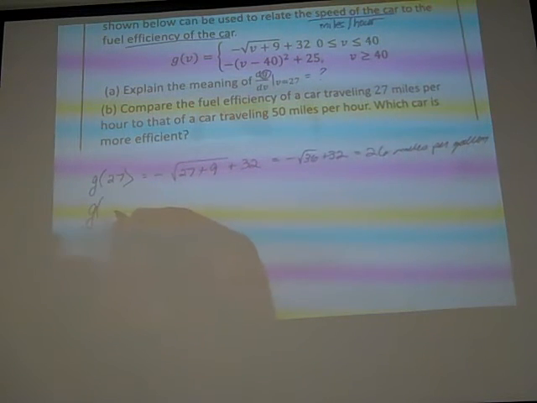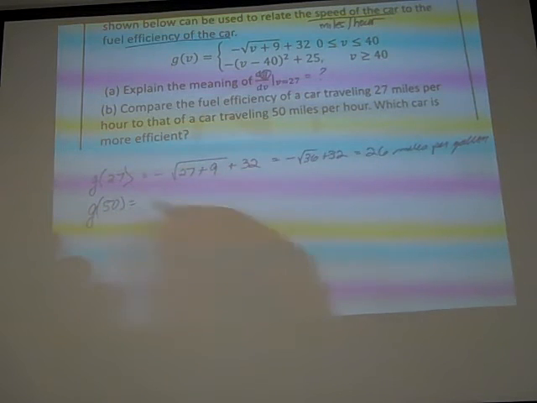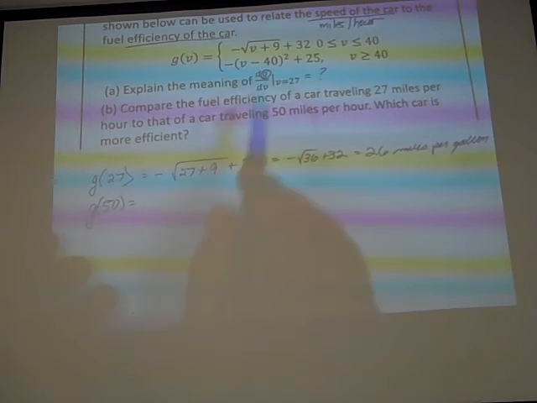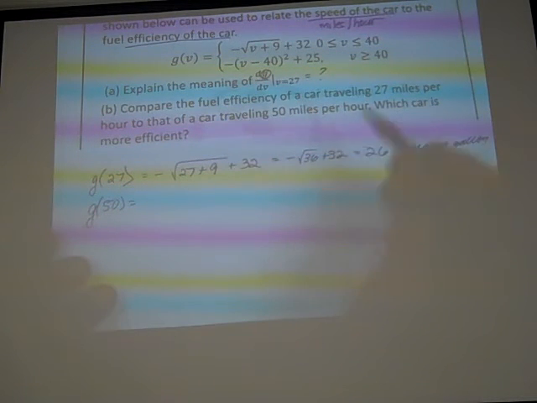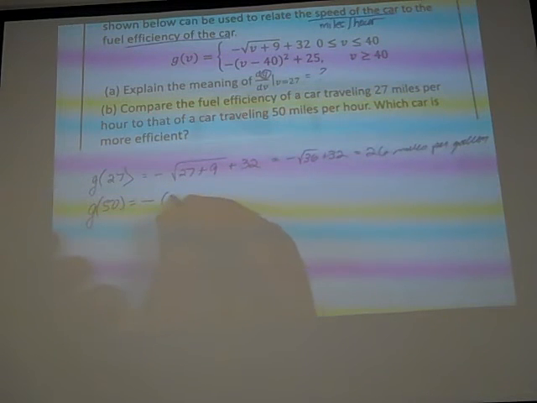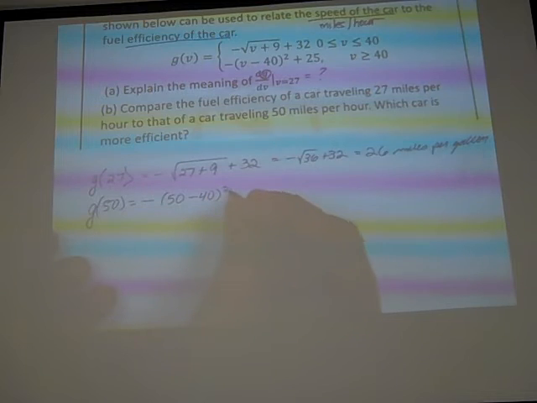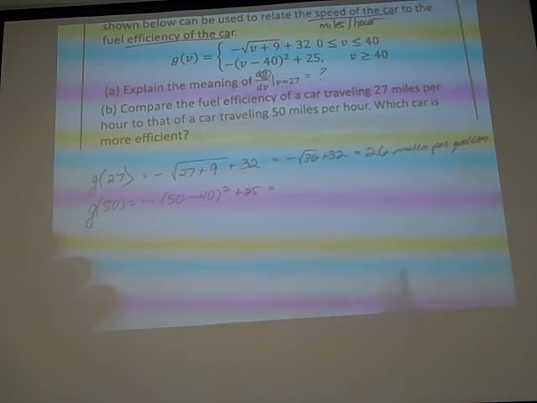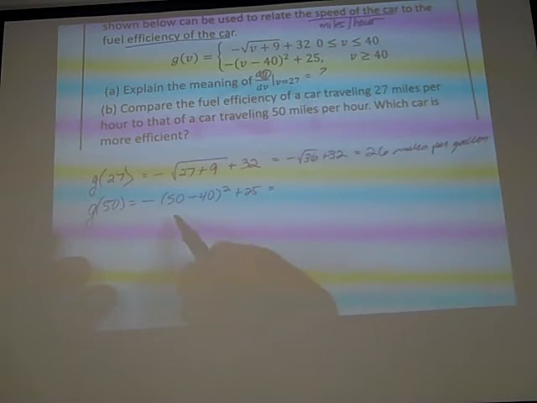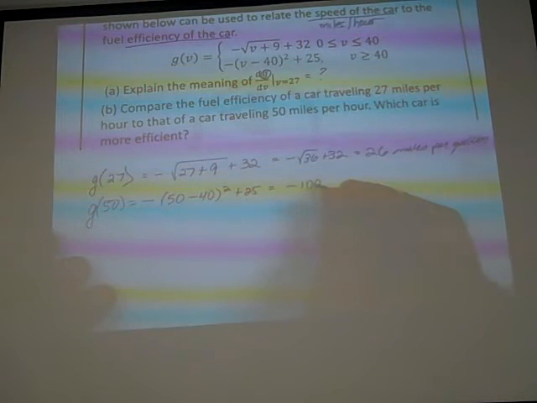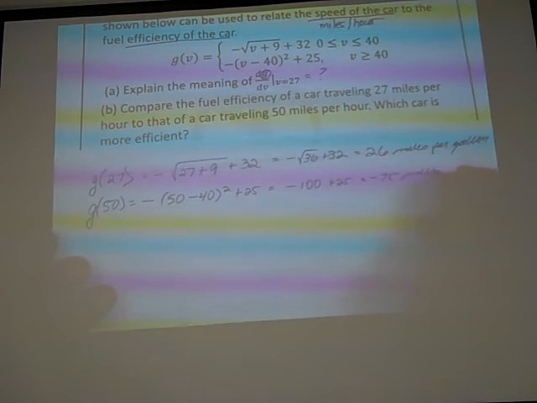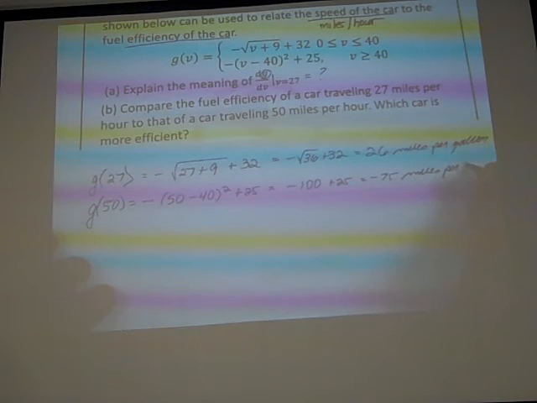Okay, well, let's check on the fuel efficiency of a car traveling 50 miles per hour. For a car traveling 50 miles per hour, we use the other equation now because the velocity we're looking at is greater than or equal to 40. It'll be negative 50 minus 40 squared, plus 25. 50 minus 40 is 10. 10 squared is 100. So we're going to get negative 100 plus 25, negative 75 miles per gallon.